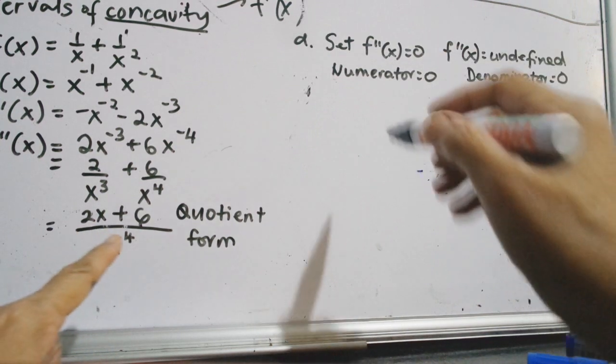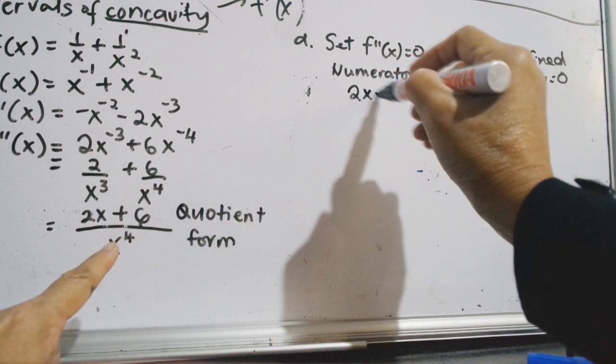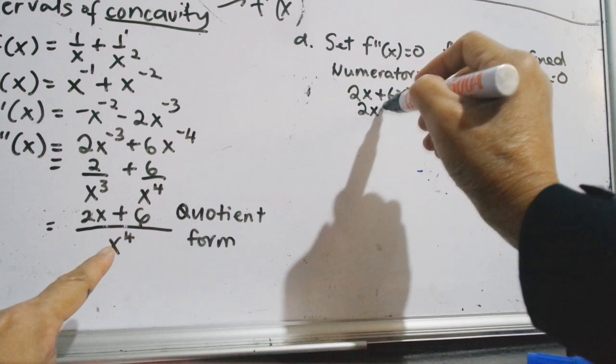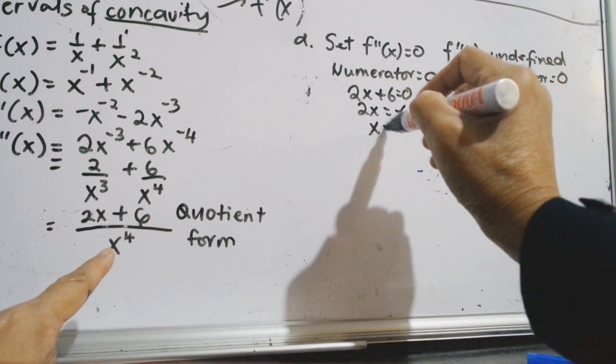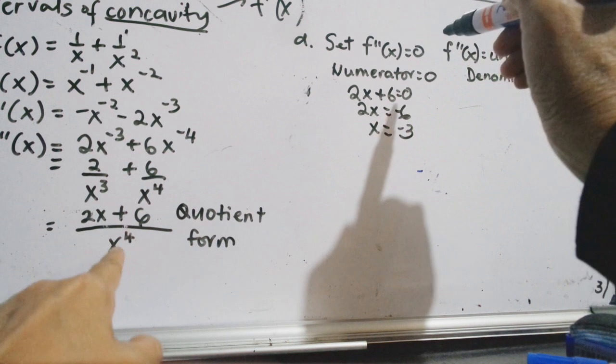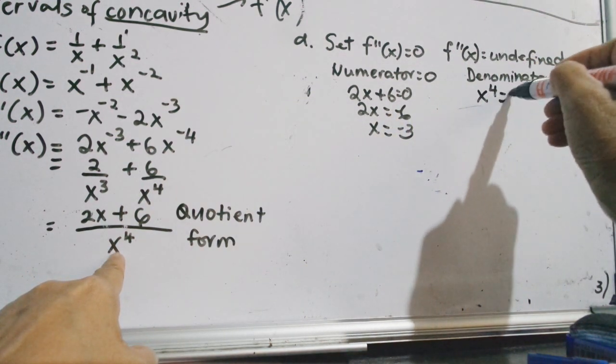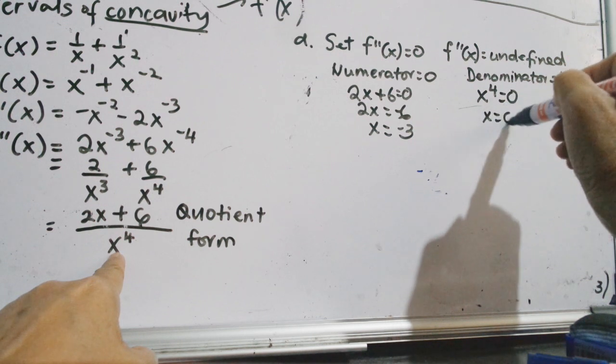Numerator is 2x plus 6 equals 0. Solve that. x equals minus 3. Denominator is x to the 4th, so x to the 4th equals 0. Ignore the power, so x equals 0.